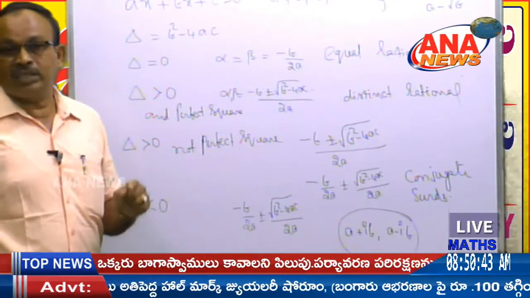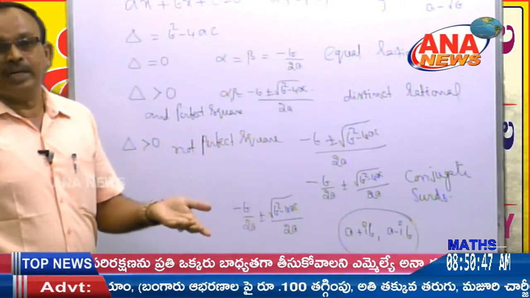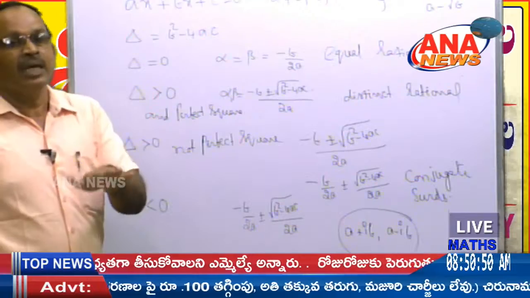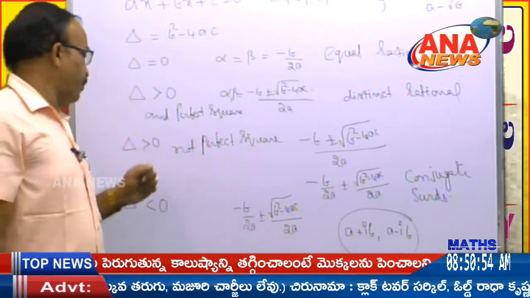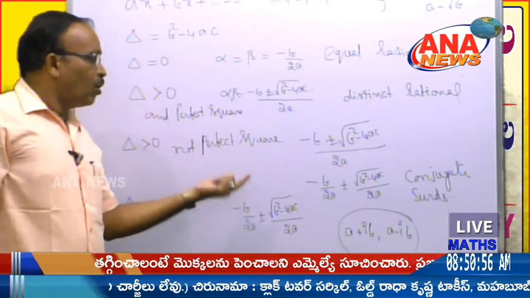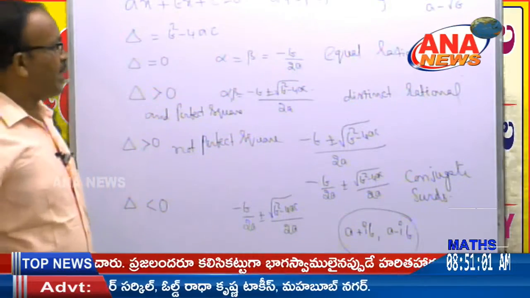Conjugate surds are always in the form of a plus root b and another one a minus root b. The conjugate of a plus root b is a minus root b, and the conjugate of a minus root b is a plus root b. If delta is less than 0, the roots are conjugate complex numbers. Okay.